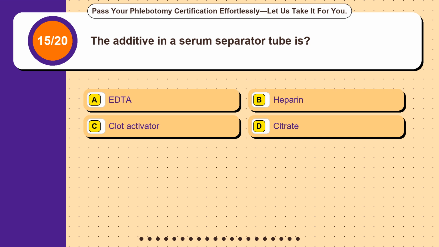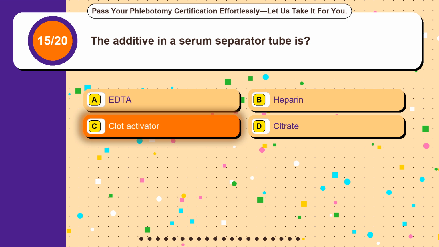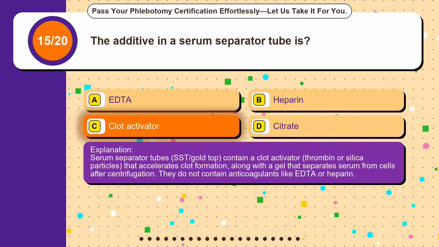Question 15. The additive in a serum separator tube is: option A, EDTA. Option B, heparin. Option C, clot activator. Option D, citrate. The correct answer is option C, clot activator. Serum separator tubes, SST or gold top, contain a clot activator, thrombin or silica particles, that accelerates clot formation, along with a gel that separates serum from cells after centrifugation. They do not contain anticoagulants like EDTA or heparin.